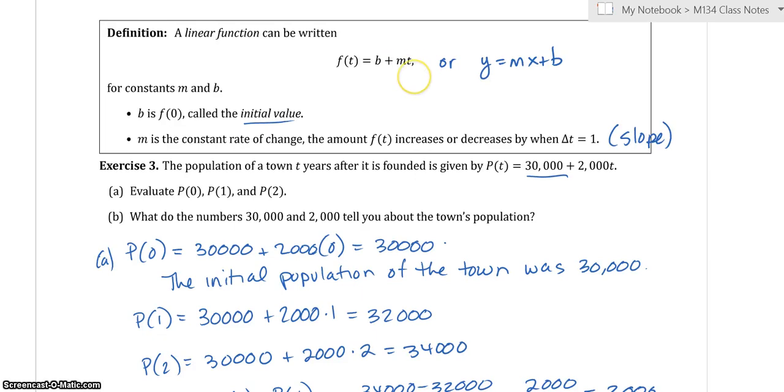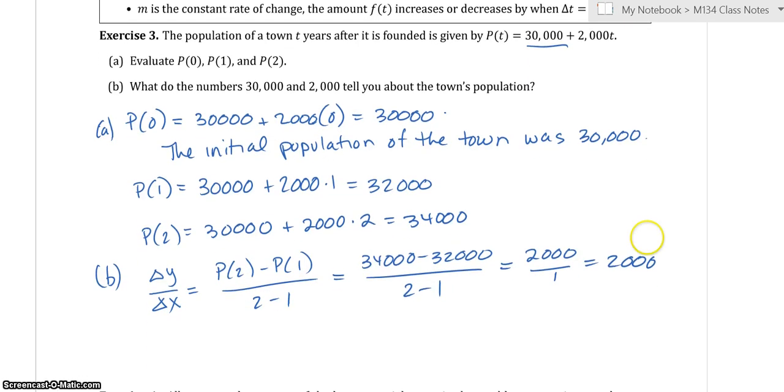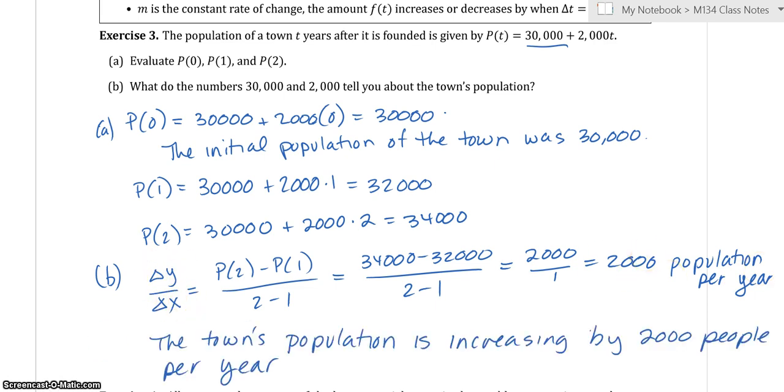So it turns out that the rate of change is always the number right in front of the variable. Doesn't matter which order it's written, but it's right in front of the variable. So this tells us the slope. And what are the units of the slope? Well, the y was the population per, what was it? T was in years, right? Because this is population, this is years. So we know this is a rate of change, which tells us that the town's population is increasing by 2,000 people every year.